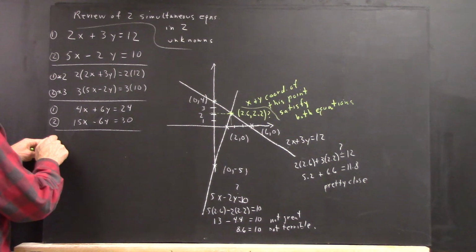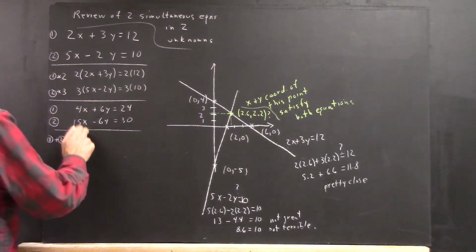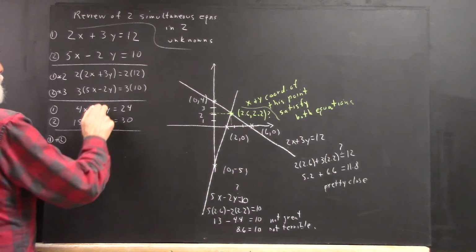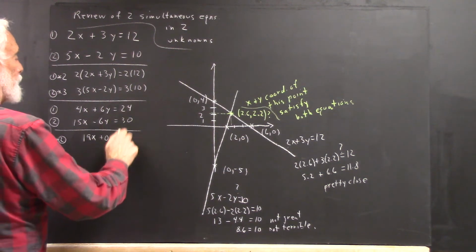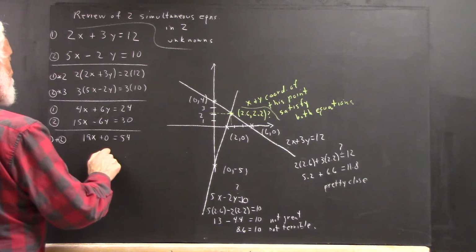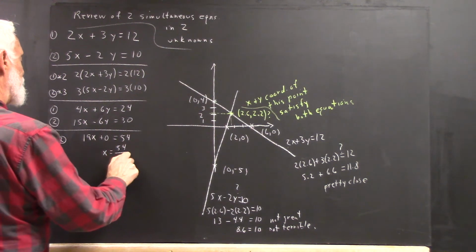Now I'm just going to add the two equations. When I add the x's, I get 19x. When I add the y's, I get 0. When I add these, 24 and 30, I get 54. So x equals 54 over 19.